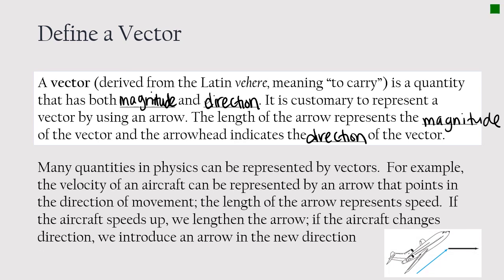Many quantities in physics can be represented by vectors. For example, the velocity of an aircraft: it shows the direction of movement, and the length of it shows the speed. If an aircraft speeds up, then the arrow gets lengthened, and if an aircraft changes direction, then there's a new arrow that comes in from that. You can see here this blue vector is longer than the black one, which shows that the speed of the airplane was faster when it was going in the blue direction than when it was going in the black direction.